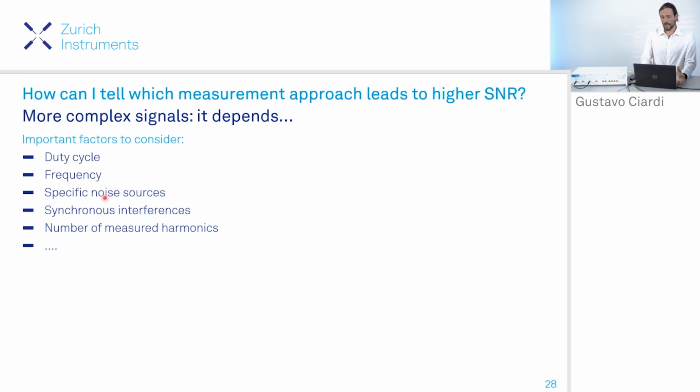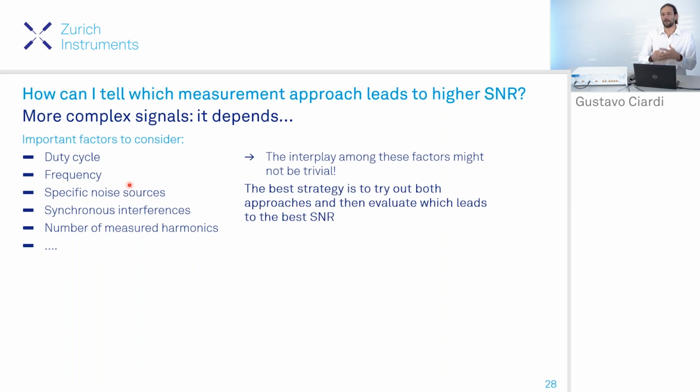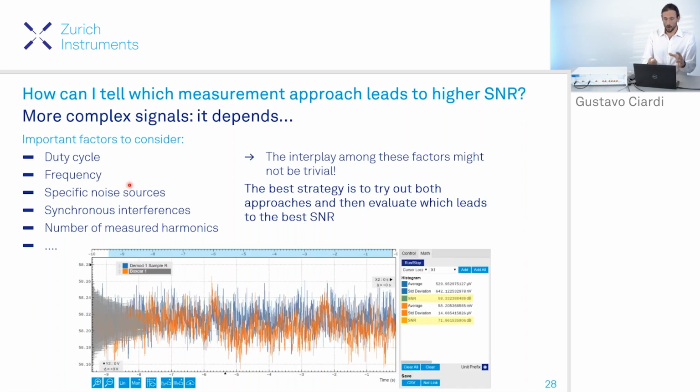And this is because, while the duty cycle is of course an important factor to consider, there might be also other things to consider, for example the actual frequency of the signal, some specific noise sources, synchronous interference that is at exactly the same frequency as my signal, and maybe also the measured harmonics that the instrument can provide. So basically the interplay among all these factors can be very nontrivial. Therefore, generally the best strategy for complex signals is to try out both approaches and then evaluate which leads to the best SNR.